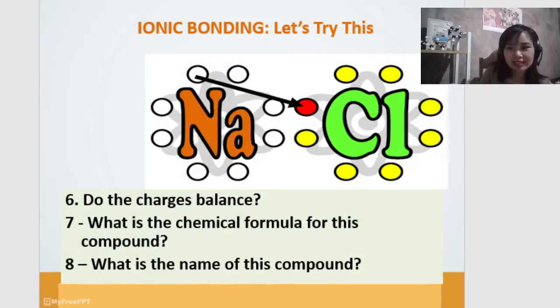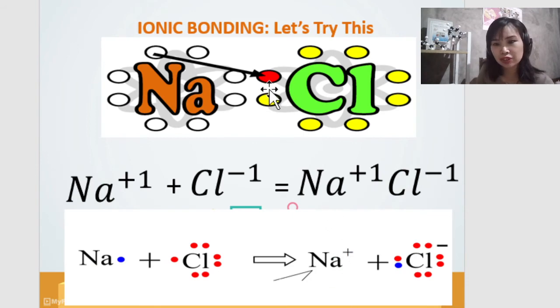Okay, time is up. So what we have here is, of course, they are balanced, and the chemical formula is sodium chloride, and the name of that compound is salt. Okay, try to check this.